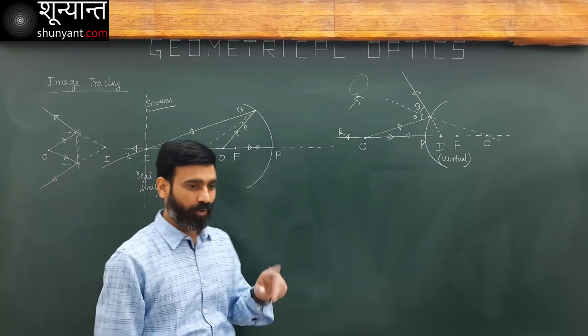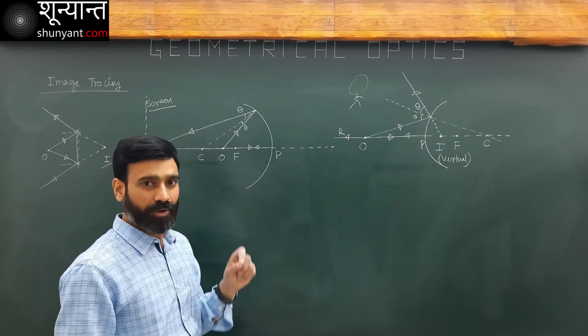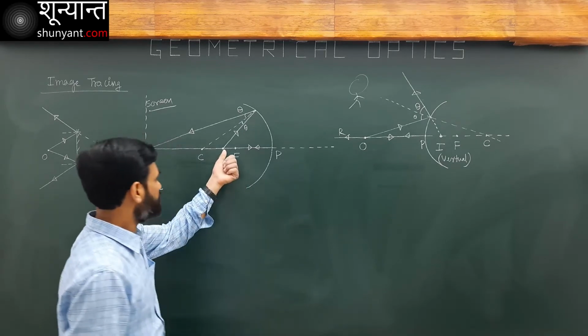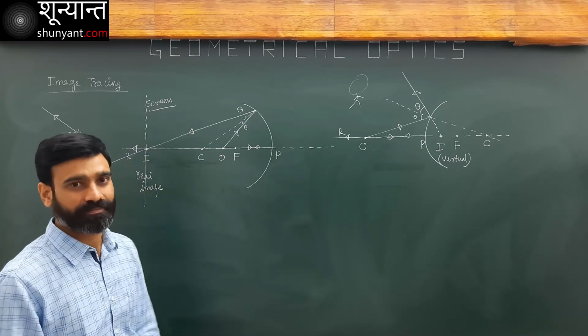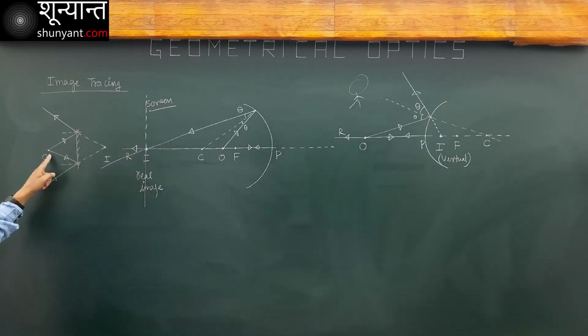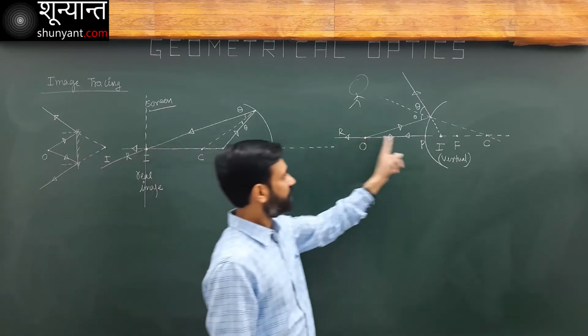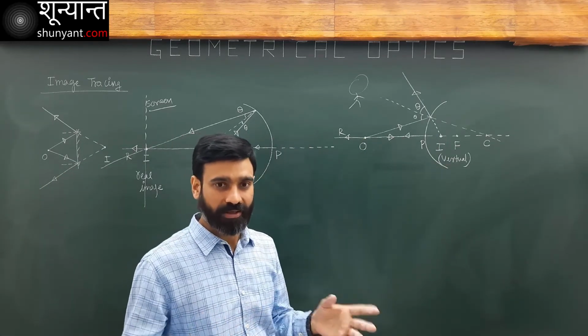Two important points. Two very, very important points. First of all, image of a point object. This is a point object. Point object has a point image. In all the cases, point object, point image. First thing, note down: point object, point image.